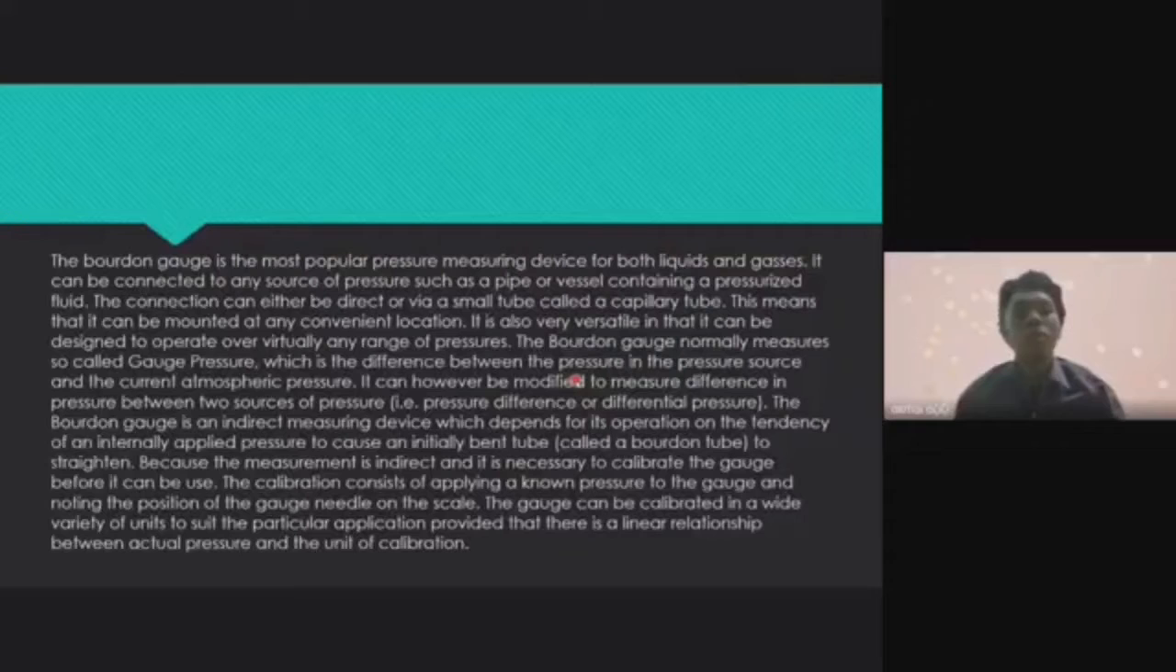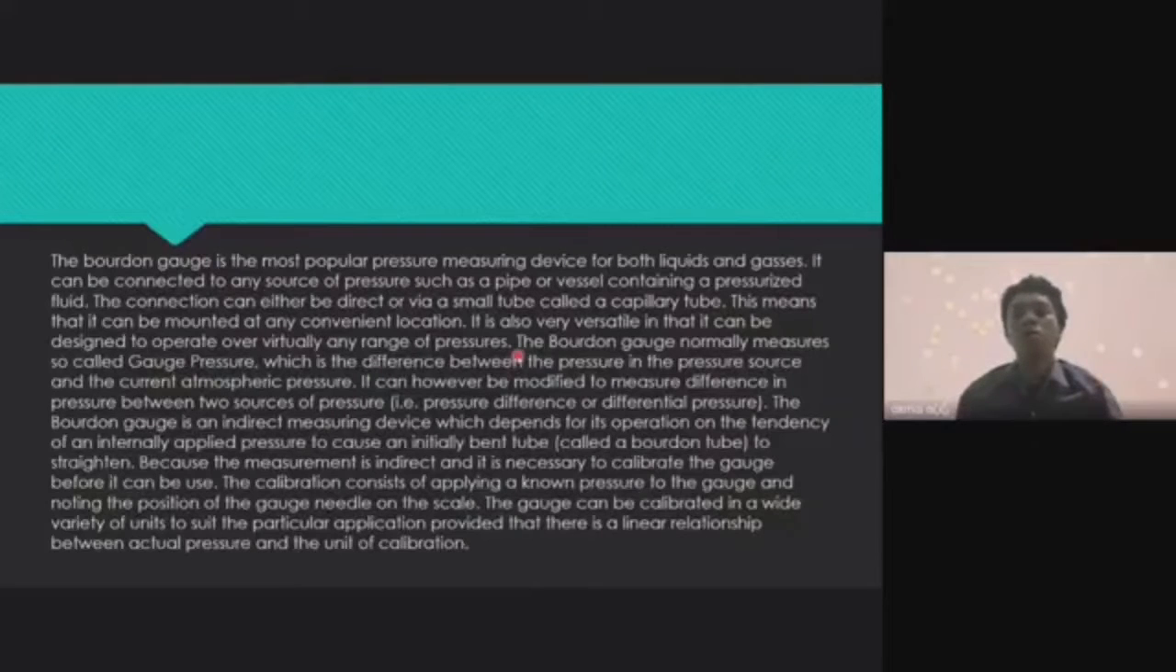The Bourdon gauge is the most popular pressure measuring device for both liquids and gases. It can be connected to a source of pressure, such as a pipe or vessel containing a pressurized fluid. The connection can either be direct or via a small tube called a capillary tube. This means that it can be mounted at any convenient location. It is also very versatile in that it can be designed to operate over virtually any range of pressure.